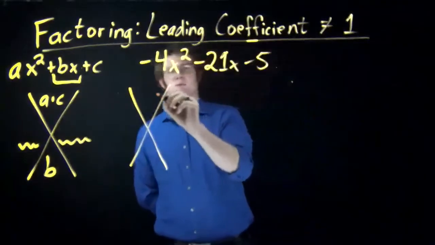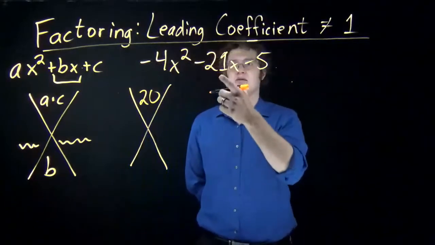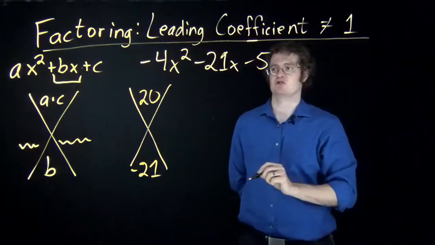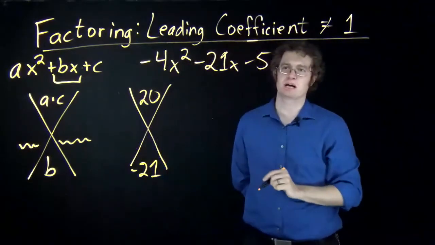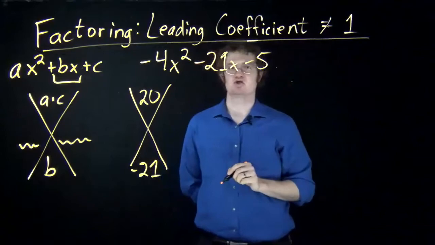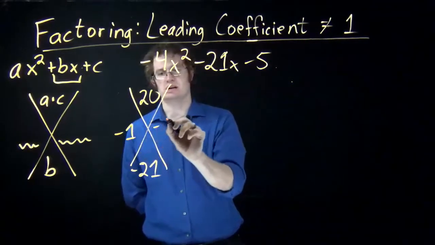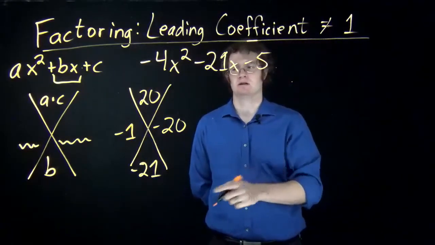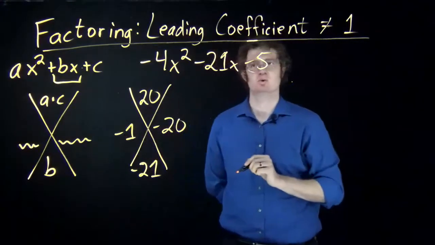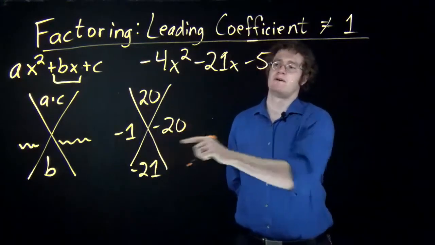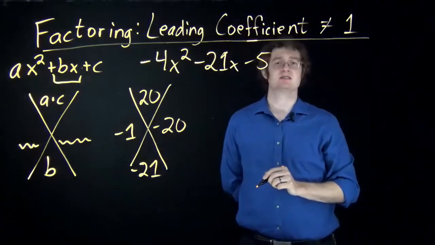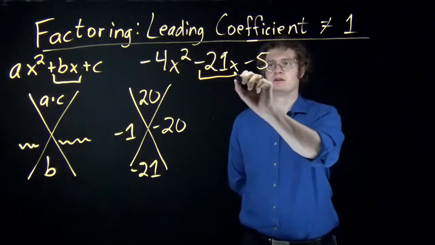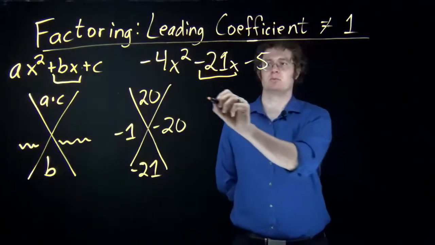So minus 4 times minus 5 is 20, and b here, our middle term, is minus 21. So I need two numbers that multiply to 20 and that add to minus 21. It looks like we get just a single choice, which is minus 1 and minus 20. Minus 1 times minus 20 gives us 20, and minus 1 minus 20 gives us negative 21 if we add those two together. So let's break apart this middle term so we can factor by grouping.